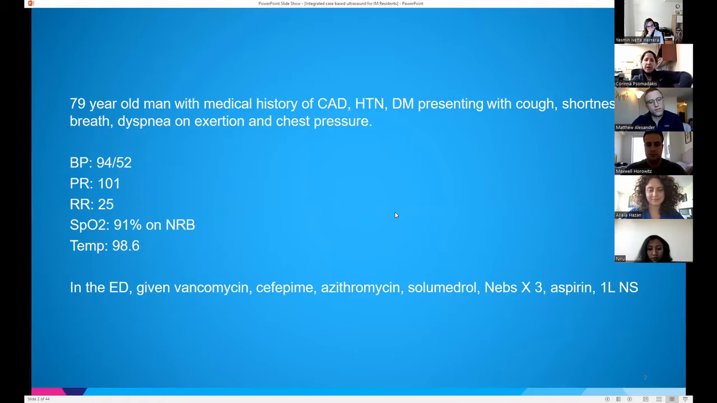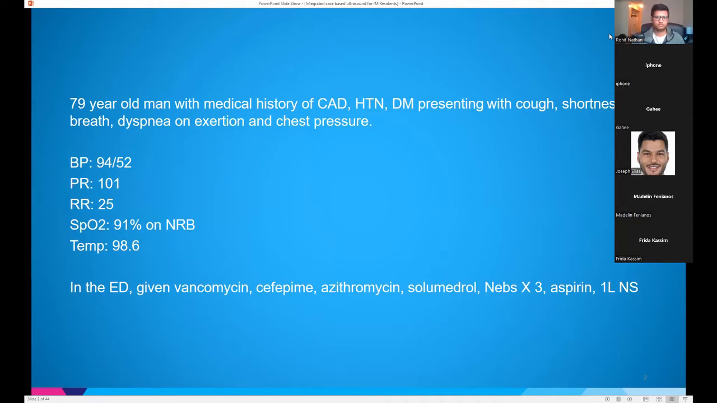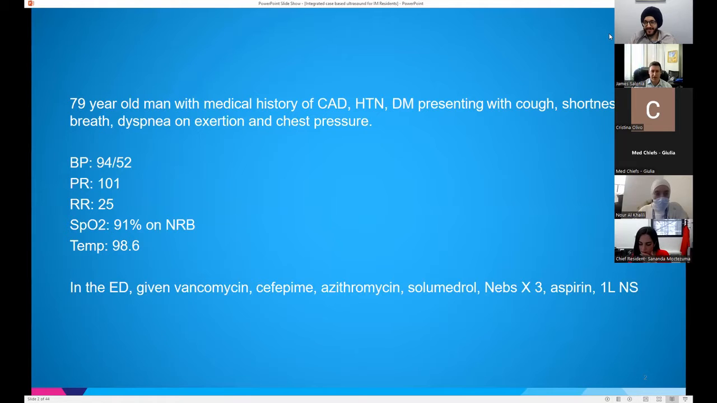So we got a 79-year-old man, medical history of coronary artery disease, hypertension, diabetes, coming in with cough, shortness of breath, dyspnea on exertion, and chest pressure. A little hypotensive, slightly tachycardic, tachypneic, hypoxemic on non-rebreather, afebrile with a temp of 98.6. In the ED, like many of the patients that you'll receive, he was given vancomycin, cefepime, azithromycin, Solu-Medrol, nebs, aspirin, a liter of fluids, and probably a pending order for Lasix.